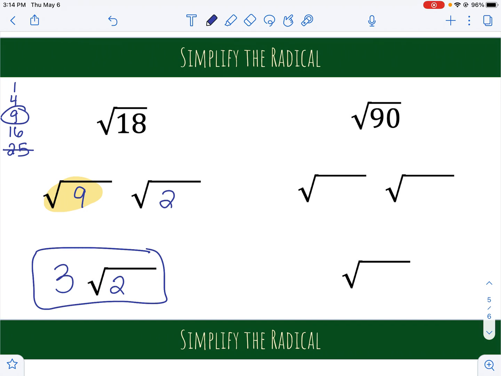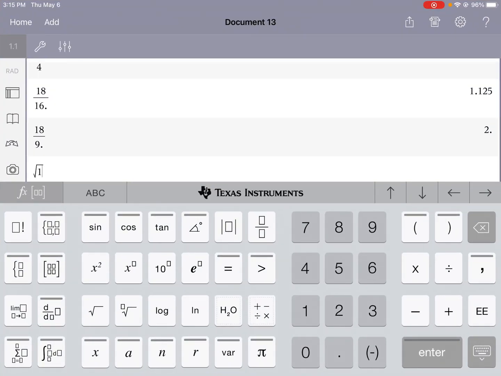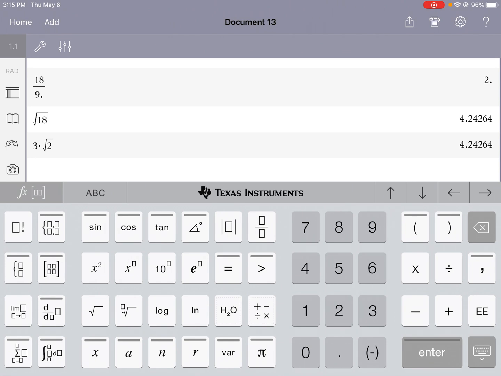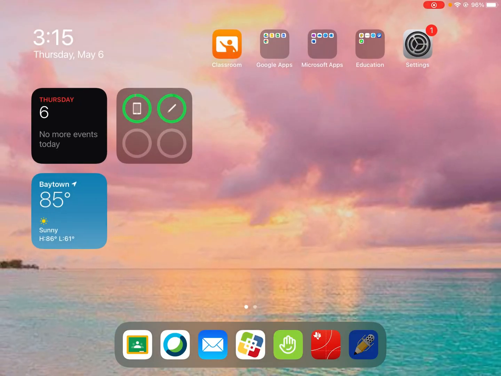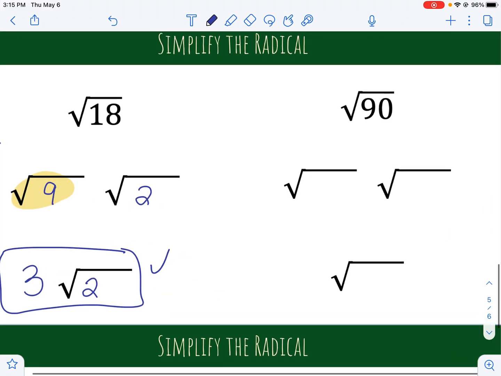Now, how you can check yourself, but you have to be careful because we're not going to accept decimals as answers, is you can take the square root of 18, see what you get, and then take 3 rad 2 and see what you get. So if I do the square root of 18, notice how I get that decimal. If I take 3 square root of 2, do I get the same decimal? Yes. That's how I know I did this correctly. Okay, so we checked our work. Perfect. Okay, moving on to the next one.